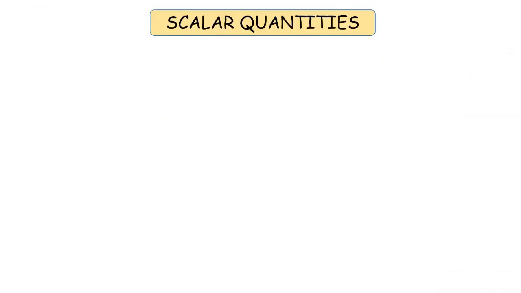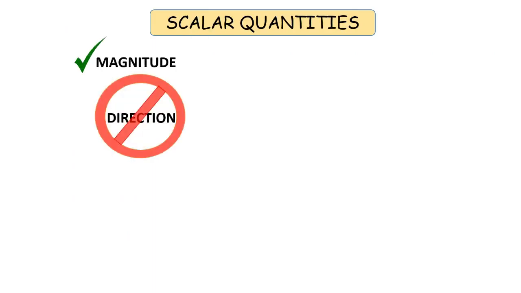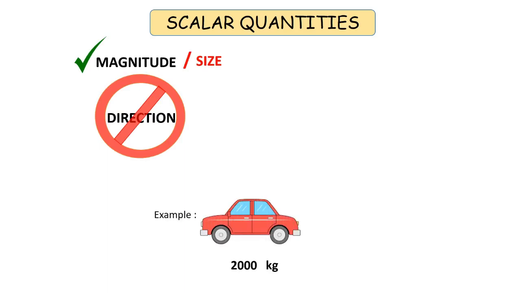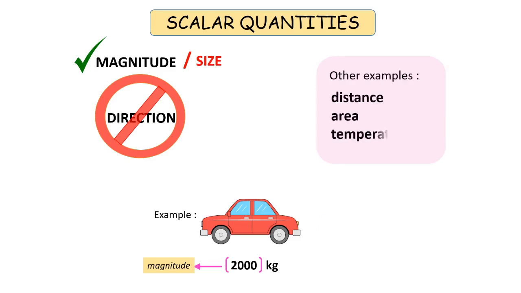Scalar quantities are physical quantities that only have a magnitude and no direction. Magnitude is just another way of saying size, which is measured in numerical value. For example, if a car has a mass of 2,000 kg, 2,000 would be the magnitude of the mass, and mass by itself doesn't have a direction. Therefore, we consider it as a scalar quantity. Other scalar quantities include distance, area, temperature, and time.